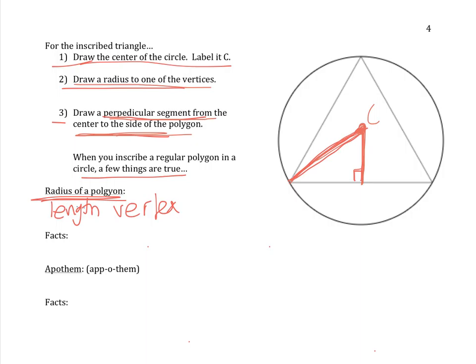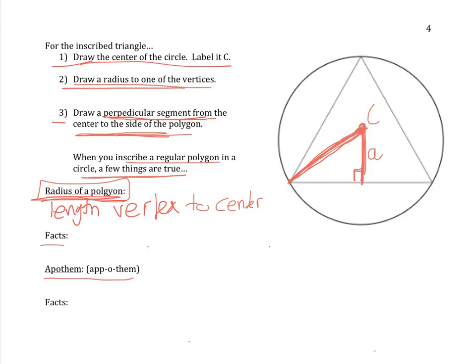When you describe a regular polygon in a circle, a few things are true. First, you have a radius of the polygon, same as the radius of the circle, but it's the length from the vertex to the center. And just like any radius, all the radii are going to be the same length. Now, you also have an apothem. So this is my apothem.